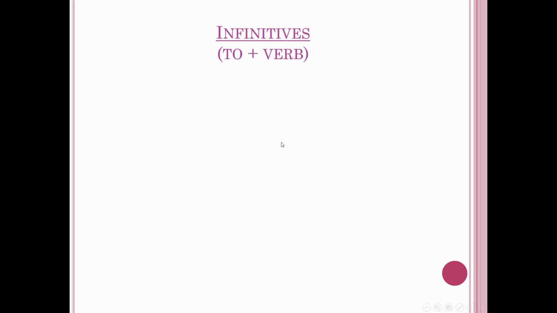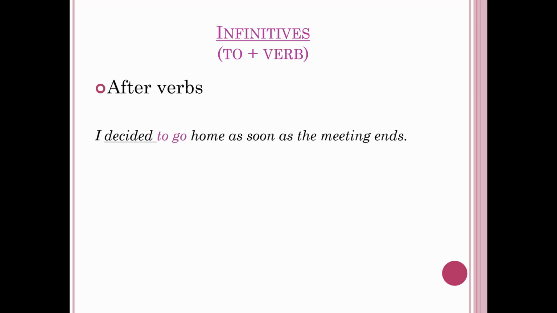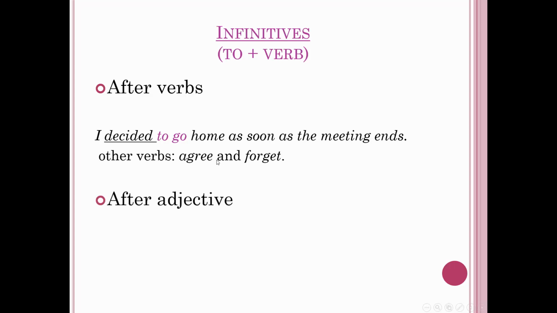We can use infinitives, to plus the verb, and negative infinitives, not to plus the verb, after certain verbs. As in, I decided to go home as soon as the meeting ends. Decide is the verb that comes before the infinitive to go. Other possible verbs that go along with the infinitives are agree and forget. We can see infinitives after adjectives, as in, I'm really tired, I'm ready to go to bed. As you see, ready is the adjective that comes before the infinitive to go.